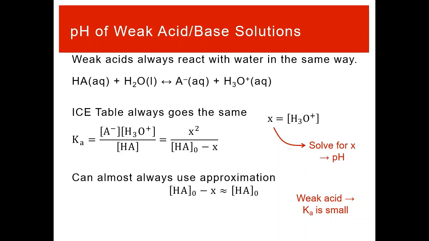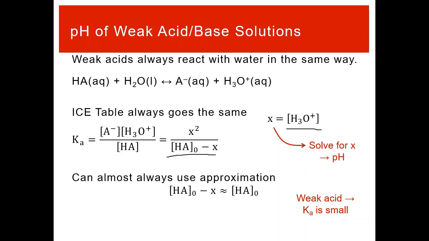So when we're dealing with weak acids and we want to determine the pH of the solution, it is going to require an ice table. It is an equilibrium problem, but the reaction of a weak acid with water is always going to be the same. So an ice table is always going to be set up the same way, and the algebra problem we need to solve will always look the same, right? We're always going to have this x squared divided by the initial concentration minus x. And solving for x is what actually allows us to get the pH, because that's the concentration of hydronium.